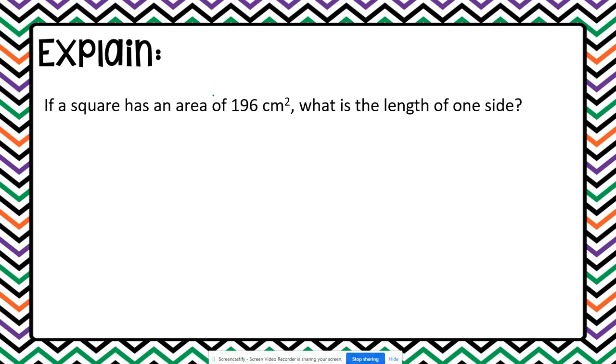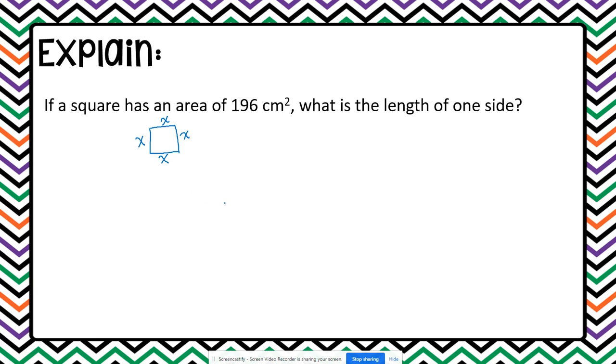Square and cube roots can be used to find answers to problems about area and volume. This is because if I have a square and I know that the square has an area of 196 square centimeters, I could use this to find the length of one side. If I think about what I know about a square, I know that all of my sides are the same. So if this side is x, then all other sides are also x.